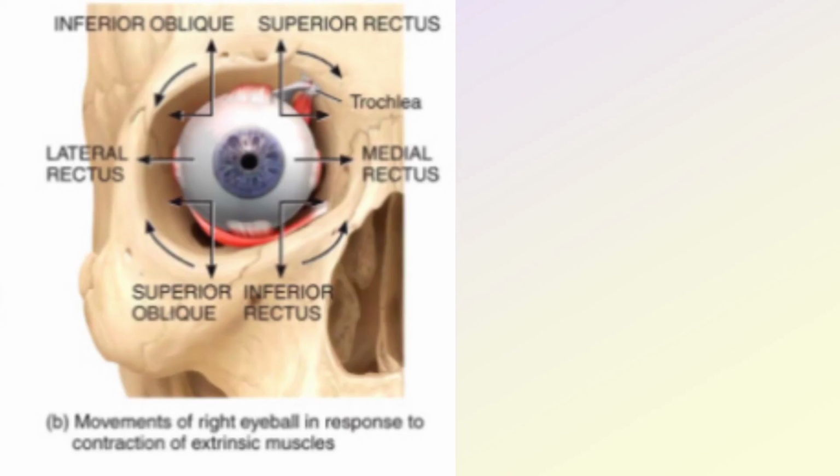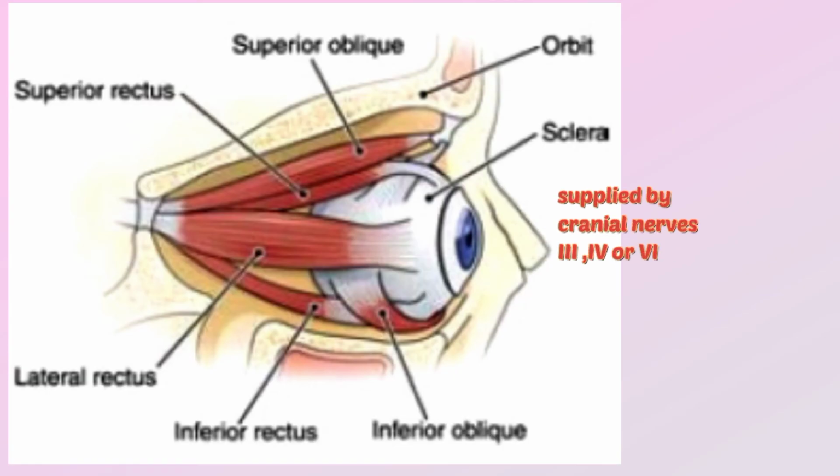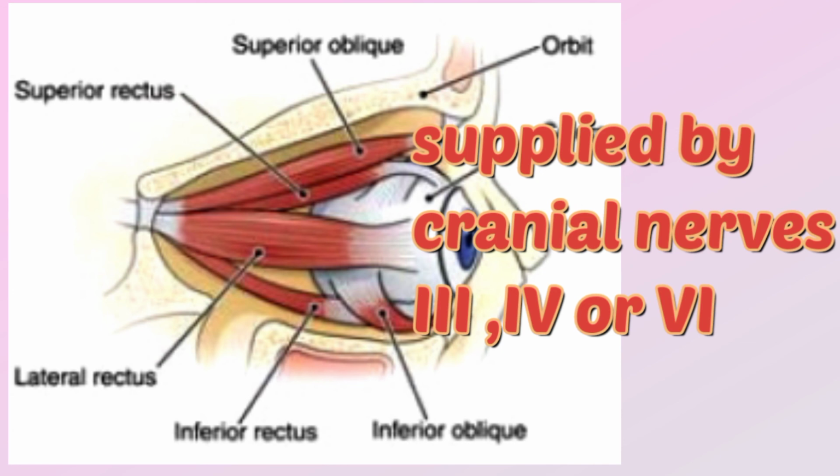Six extrinsic eye muscles move each eye: the superior rectus, the inferior rectus, the lateral rectus, the medial rectus, the superior oblique, and the inferior oblique. They are supplied by the cranial nerves third, fourth, or sixth. In general, the motor units in these muscles are small. Such small motor units permit smooth, precise, and rapid movement of the eyes.